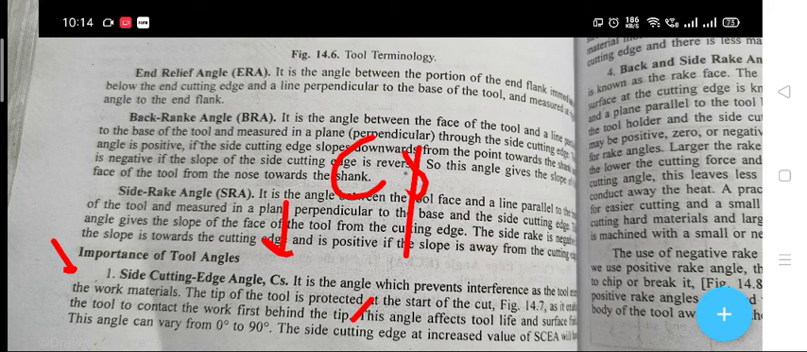The angle can vary from 0 degree to 90 degree. At an increased value of SCEA, more of the side cutting edge length will be in action for a given depth of cut, and the edge lasts longer. Also, the chip produced will be thinner and wider, which will distribute the cutting force and heat produced over more of the cutting edge.